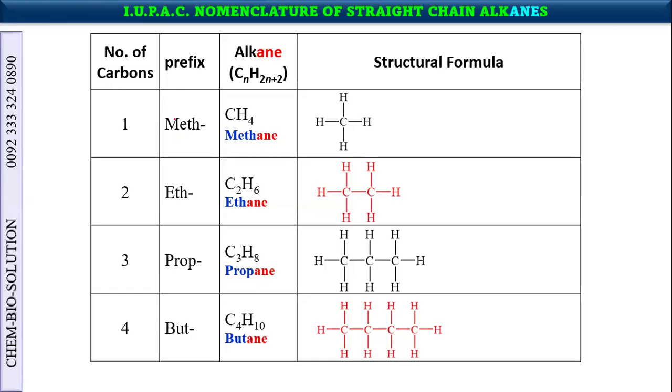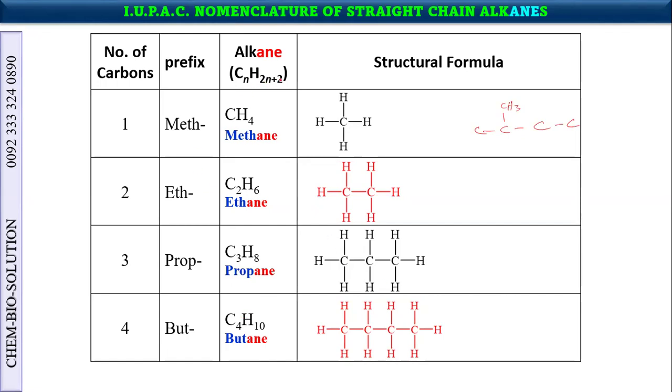Okay, so here the prefix is meth, and if it is a hydrocarbon, the name of this hydrocarbon is methane. But in case it is used as a group in a basic chain, for example, this is the basic chain and there is a methyl group, then it is called methyl. And similarly, ethane or ethyl, propane, propyl, butane, butyl.